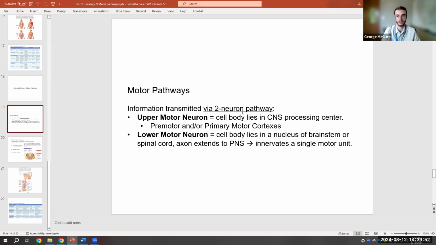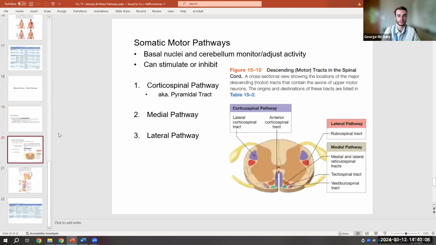So our upper motor neuron has a cell body within the CNS, whatever part of our central nervous system is processing it. And then the lower motor neuron is going to transmit or innervate that single motor unit, the muscle that is going to respond. These are descending pathways. Again, that information is going to leave through the ventral or anterior horn in the root out to the body. It's going to be traveling down mainly through the anterior or ventral horns of the gray matter.